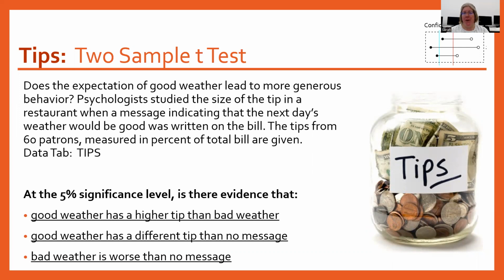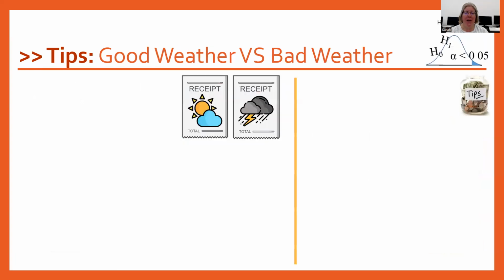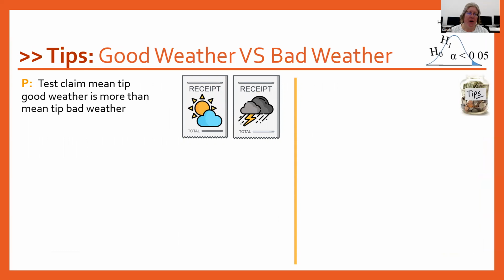So I've filled in most of the two-sample t-test for you so you can start to get a sense of how it will work. There are a few places you need to fill in, and I'll point those out as we go along. So let's look at our first pair, good weather and bad weather. So the P in PHANTOMS is given to us. We're testing the claim that the mean tip for good weather is more than the mean tip for bad weather.